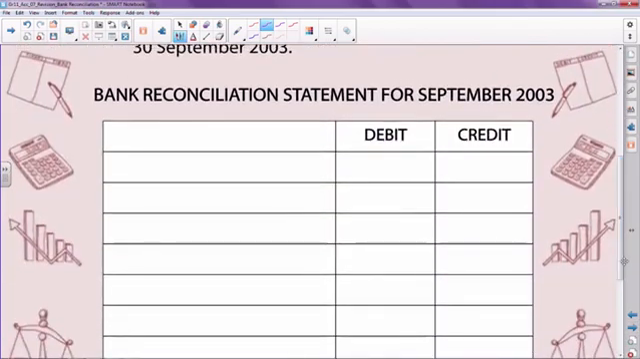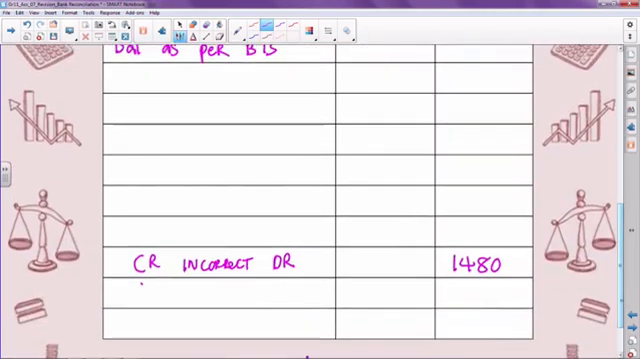Okay, bank reconciliation statement for September 2003. So remember, how do we go about starting this bank recon? We start off with the balance as per bank statement. And then on the last line, balance as per general ledger, the balance that we just calculated. So I'm going to fill that balance in first.